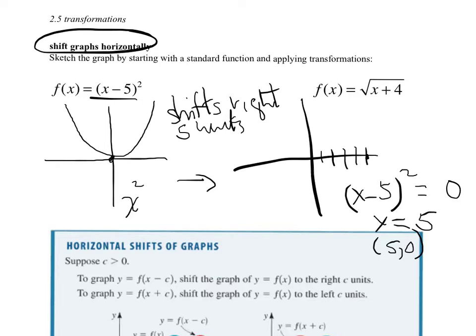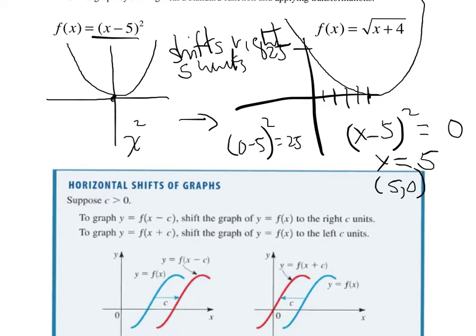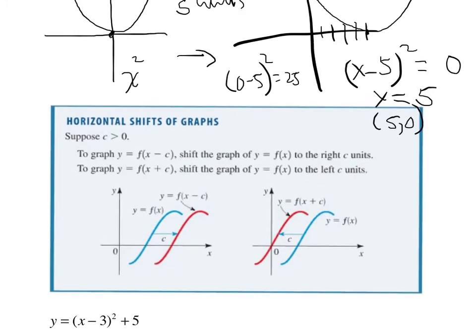And the y-intercept is when x equals 0. So the y-intercept is 0 minus 5 squared, which is 25. So let's just say that's 25. And so we get the graph, something like that. So you can study horizontal shifts of graphs as adding a constant or subtracting a constant, and the graph shifts depending on what constant you're adding.